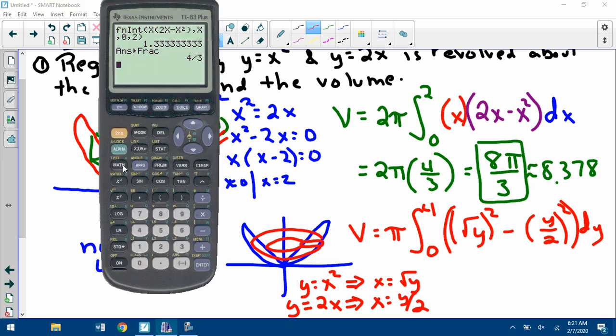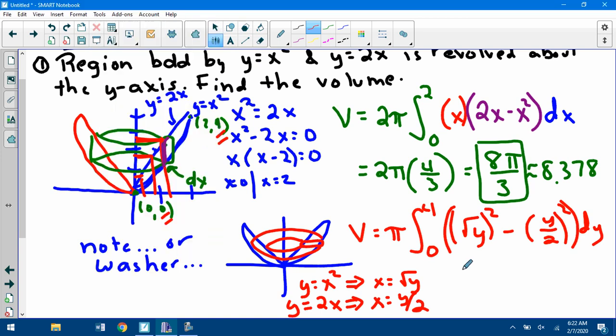Let's plug that in and see what we get. Math 9. So radical y squared would just be y, minus y over 2 squared, comma y, comma 0, comma 4. And it looks different, but that's just because there's only one pi out front. Still gets us to 8 pi over 3. So you get the exact same answer.